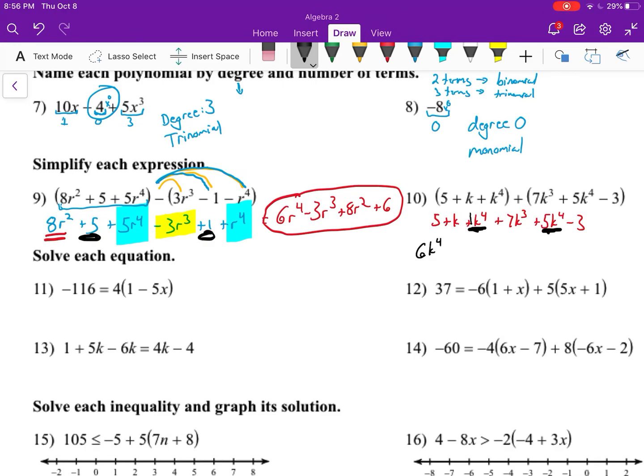Looking through here, we have a 7k cubed. There's no other k cubed to add to, so 7k cubed. And then looking through again, we have this k. It's our next one. There's no like terms with that. And then finally we have, we'll double underline our constant number, so 5 and a negative 3 is 2. And there is our answer for number 10.